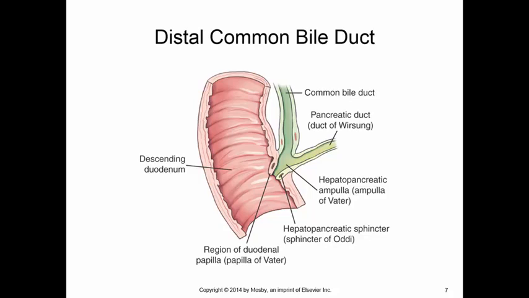Now, the presence of those muscles, those hepatopancreatic sphincters, causes a protrusion in the lumen of the duodenum. So basically, there's just this little outpouching here, this little bump in the duodenum, and that's known as the duodenal papilla, or the papilla of Vater.